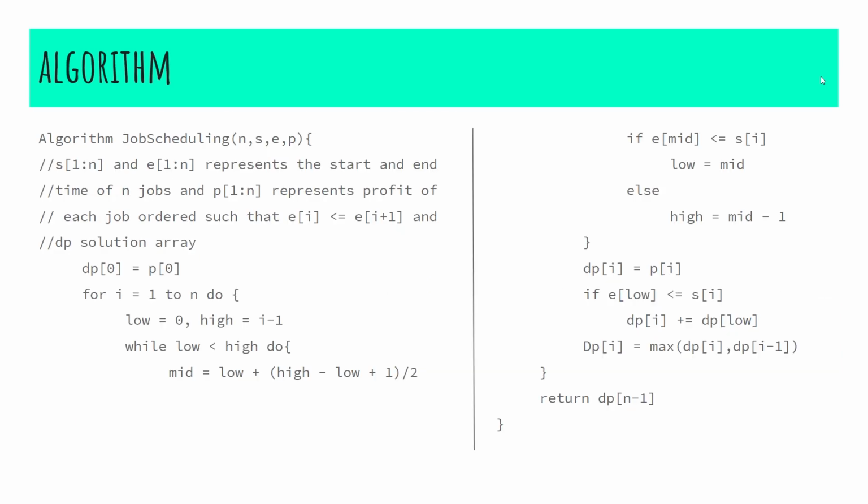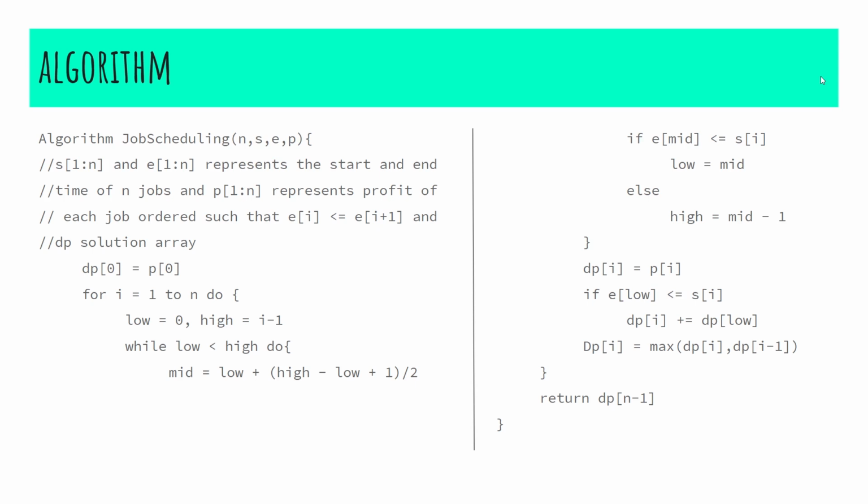Now let's look at the algorithm. This is the algorithm for job scheduling. S and E represent the arrays of start and end times of n jobs, and P represents the profit of each job, ordered such that the end time of the jobs keeps increasing. And we are going to create another array called DP, and this is going to be our solution array.